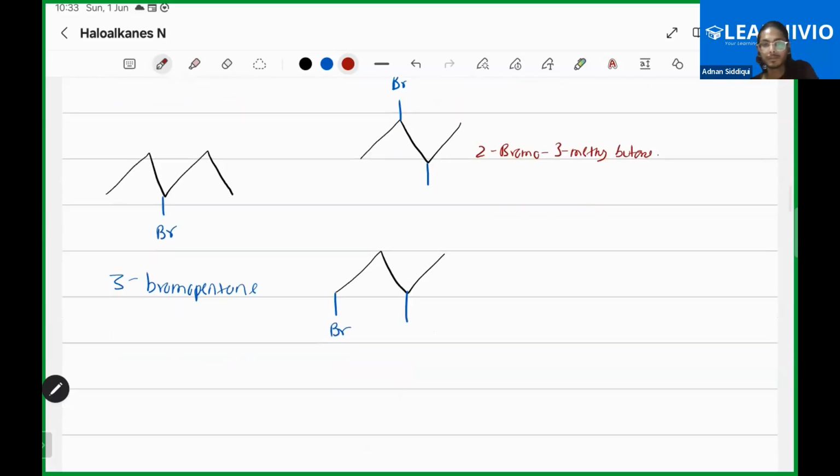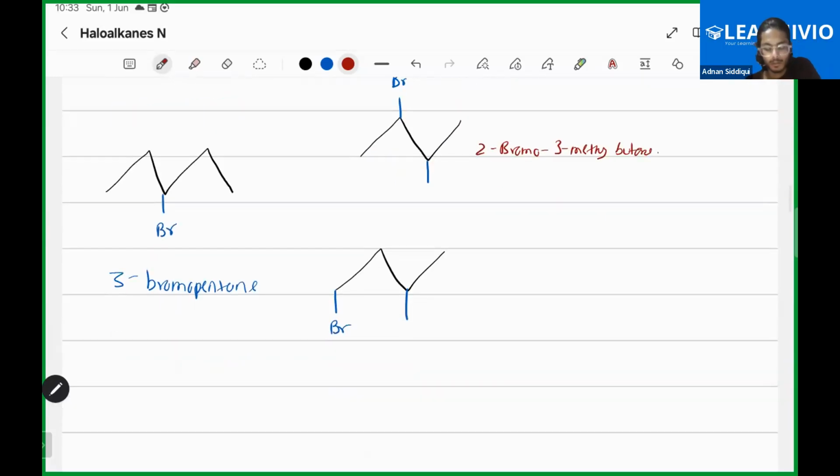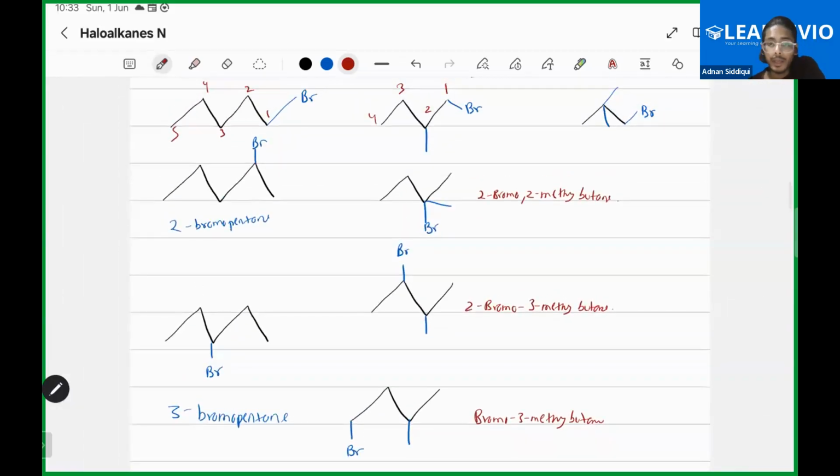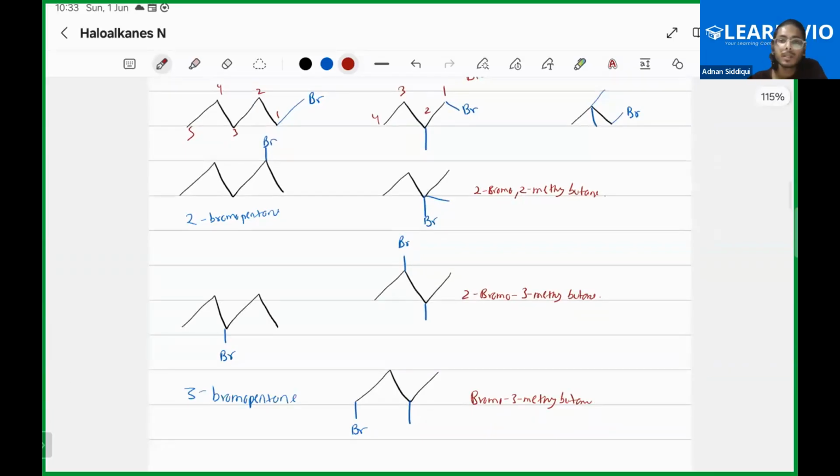What about this last one? Bromo 3 methyl butane. Now, is there any other possible way where we can draw a new structure, a new isomer, with four carbons as the main chain? Can we draw any other isomers with the help of this? Yes, sir.